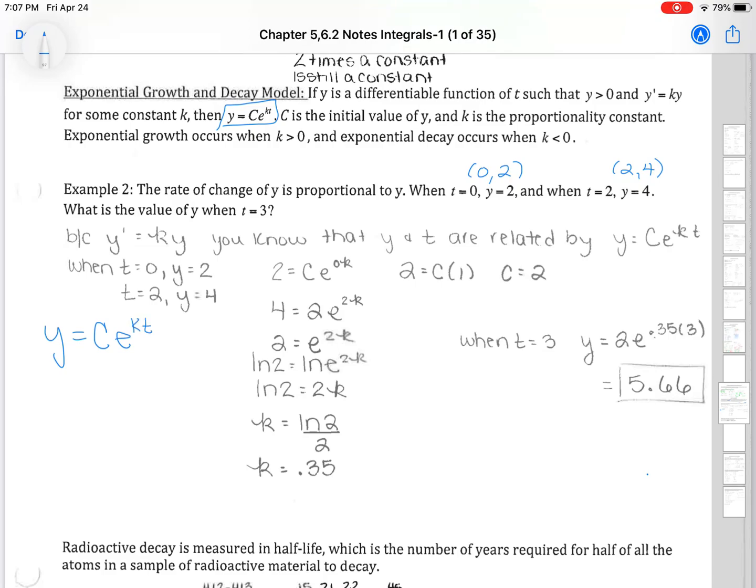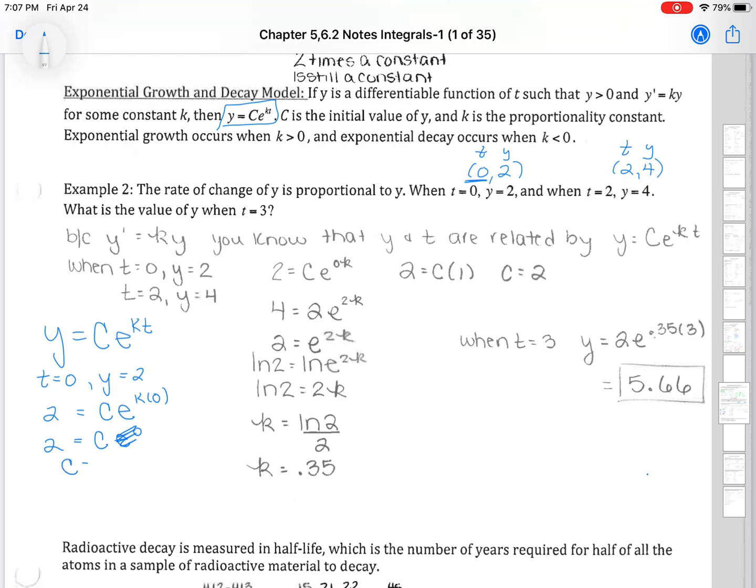Well, there are so many things we have to do before we can even find that. There is one formula that we use here, and this is always the formula: y equals ce to the kt. Remember our points stand for t and y. If you have one that has a t value of 0, that is the one you want to start with first. So we're going to use t equals 0 and y equals 2, and sub it in.